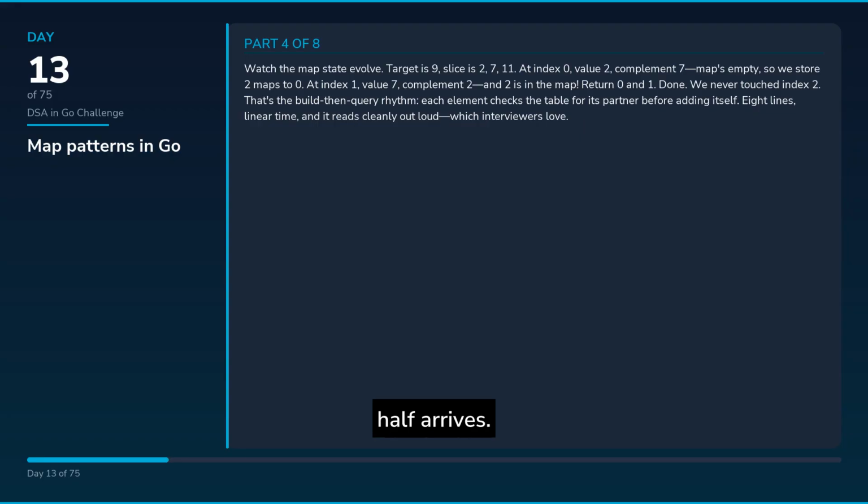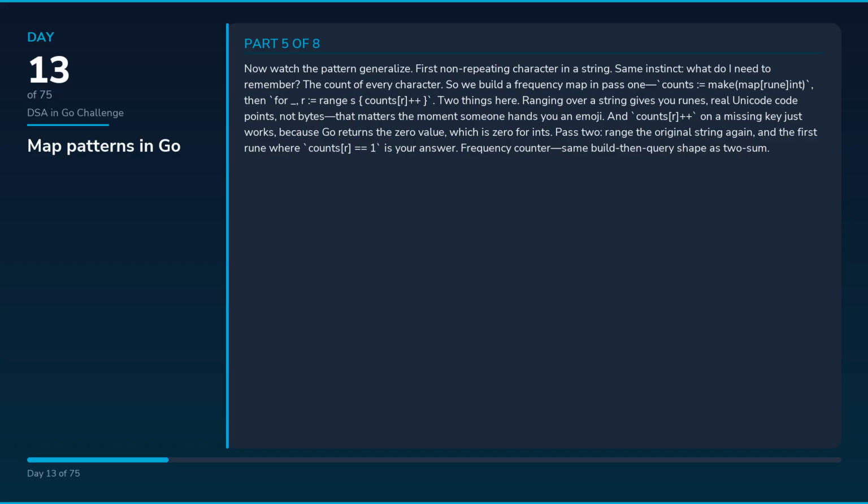That's the build then query rhythm. Each element checks the table for its partner before adding itself. 8 lines, linear time, and it reads cleanly out loud, which interviewers love. Now watch the pattern generalize. First non-repeating character in a string. Same instinct. What do I need to remember? The count of every character.